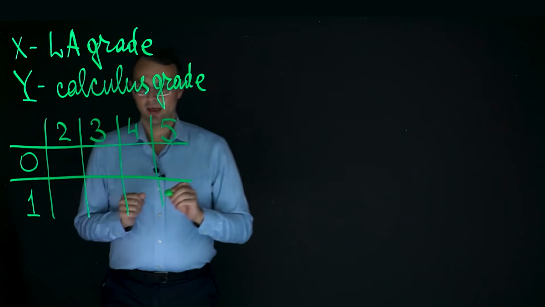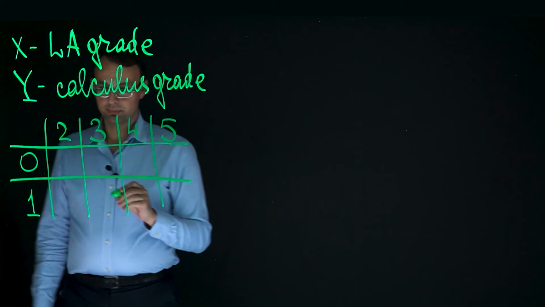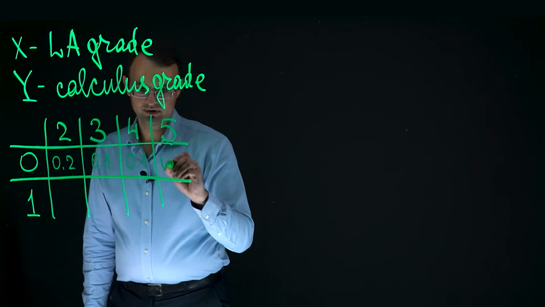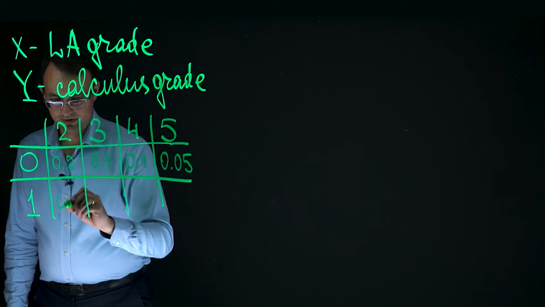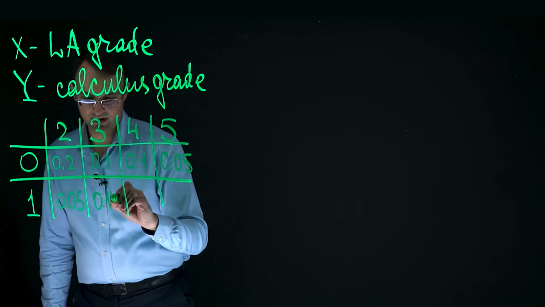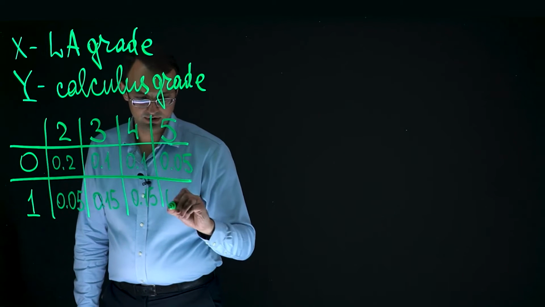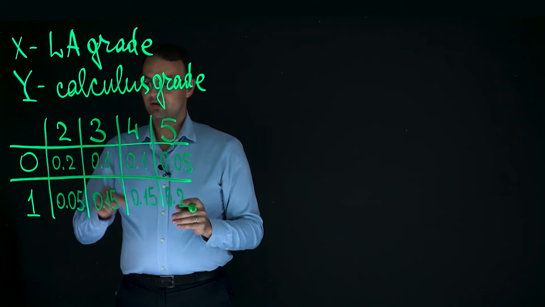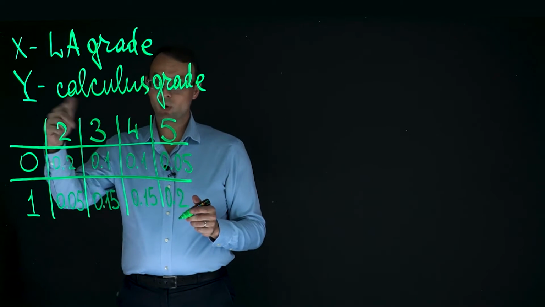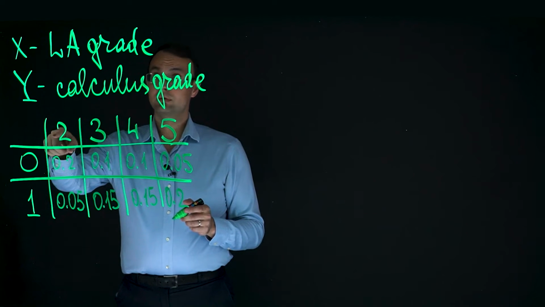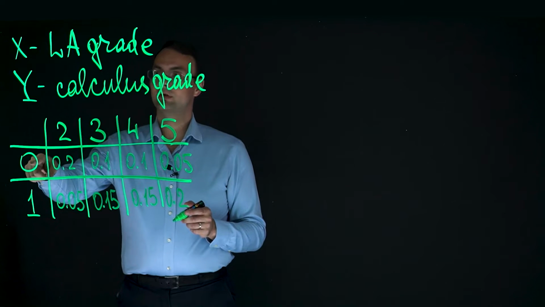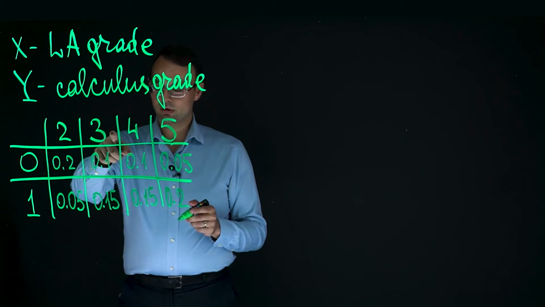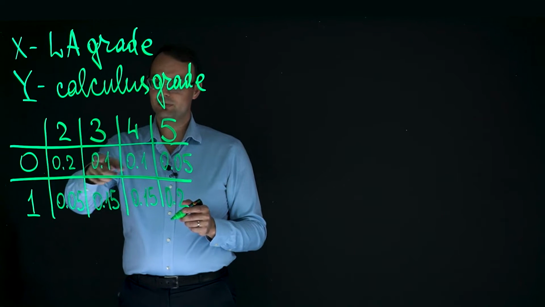And we know the probabilities. The probabilities are 0.2, 0.1, 0.1, 0.05, 0.05, 0.15, 0.15, 0.2. So, what does it mean? It means that a random student with probability 0.2 is the one who got 2 for calculus and 0 for linear algebra. And with probability 0.1, this is one who got 3 for calculus and 0 for linear algebra, and so on.